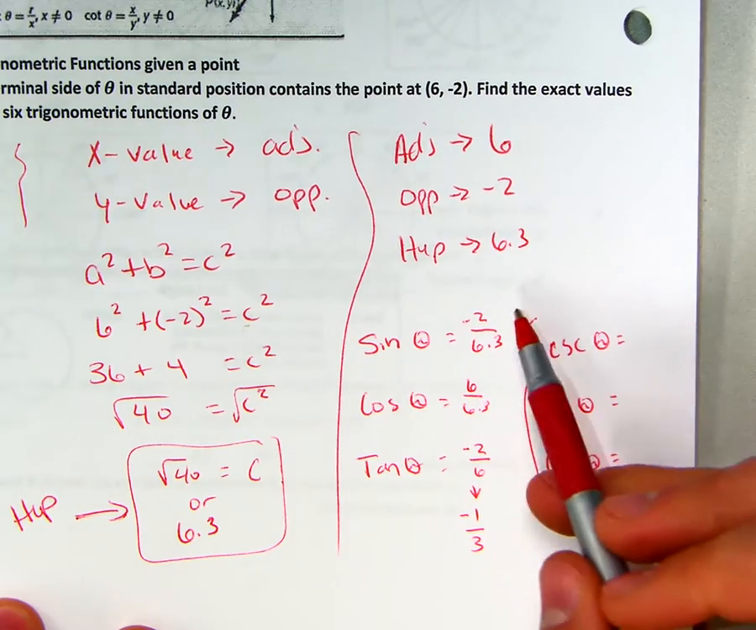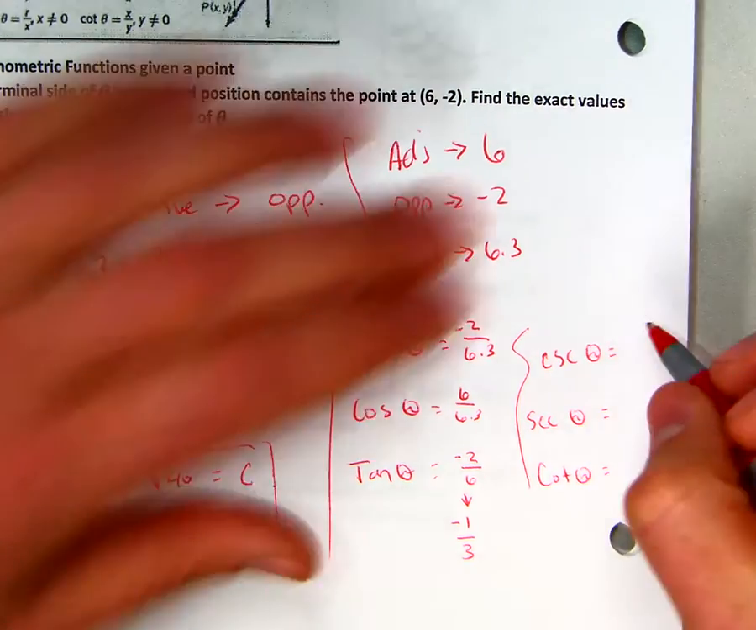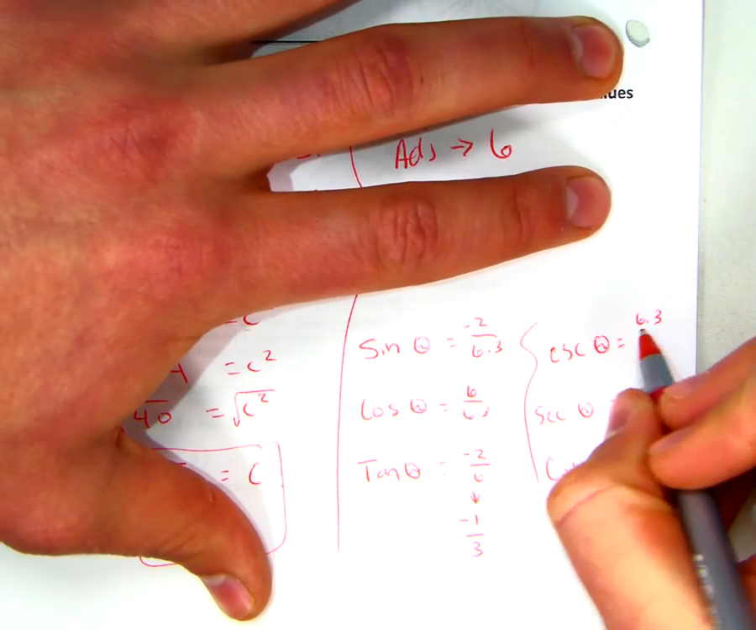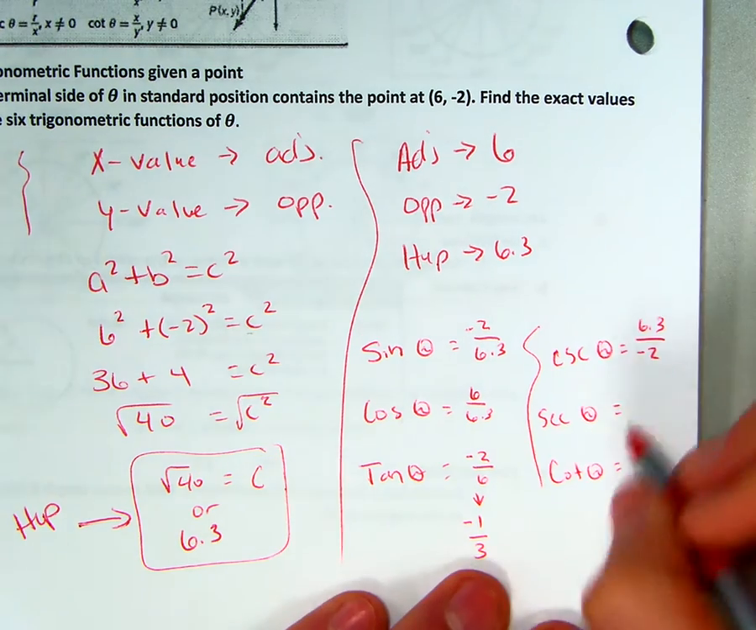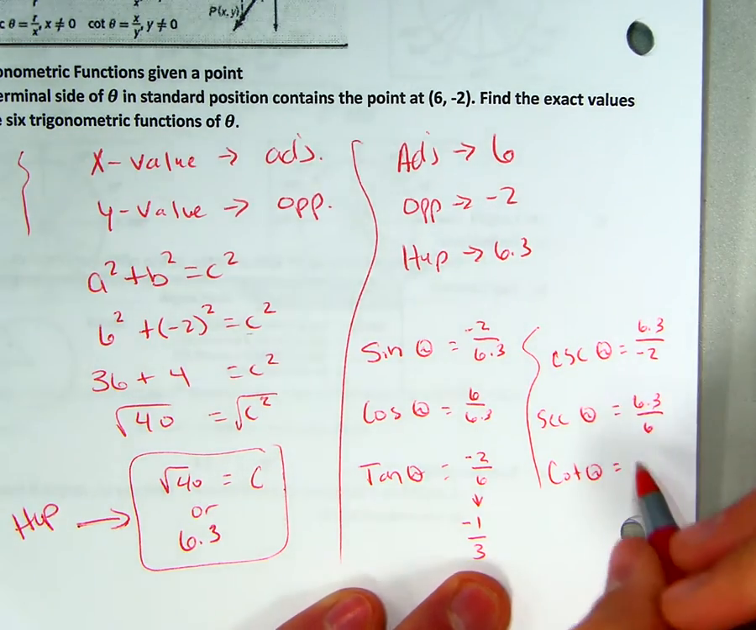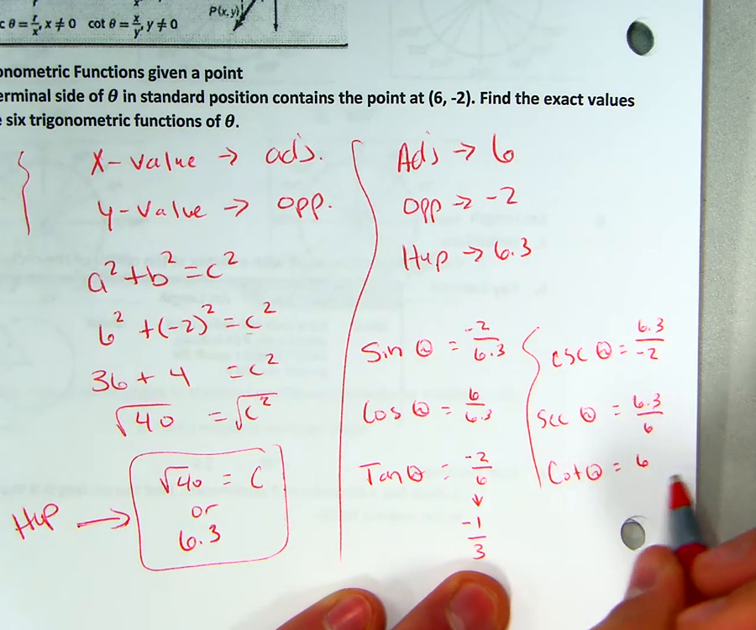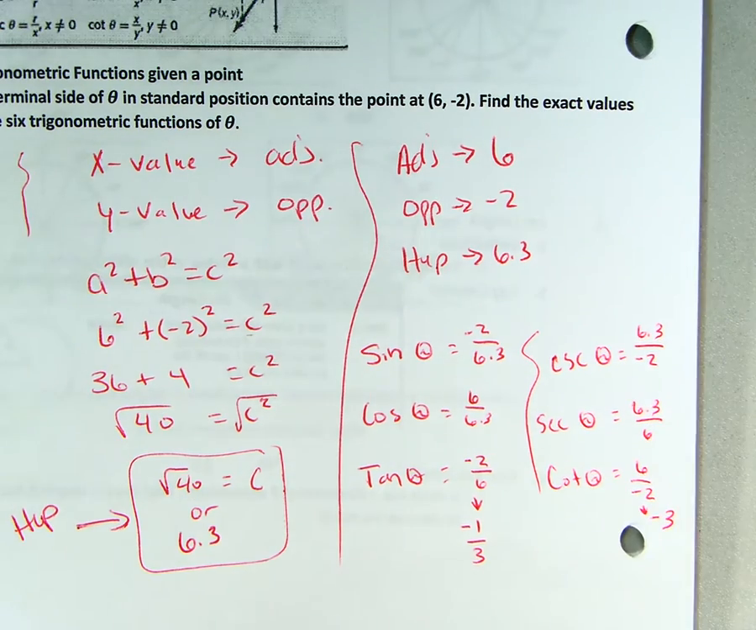To get these ones, you just flip. So to find cosecant, you flip the sine one, so that's just 6.3 over negative 2. For secant, you're just flipping the cosine, so that's 6.3 over 6. And for cotangent, you now have 6 over negative 2, which is negative 3 when you simplify.